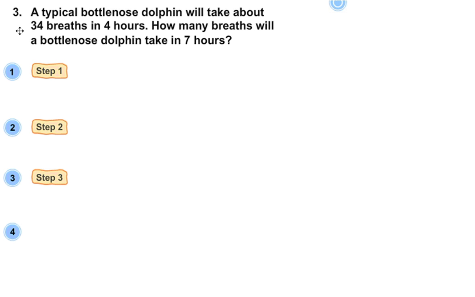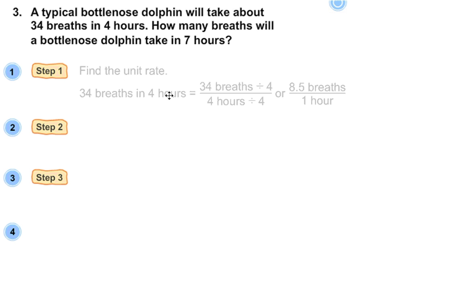So for number 3, a typical bottlenose dolphin will take about 34 breaths in 4 hours. How many breaths will a bottlenose dolphin take in 7 hours? They gave you this rate, 34 breaths in 4 hours, and they want you to predict how many it's going to take in 7 hours. Our first step is to find the unit rate. So 34 breaths in 4 hours is 34 over 4. We're going to divide by the denominator. So in 1 hour, the bottlenose dolphin takes 8.5 breaths.